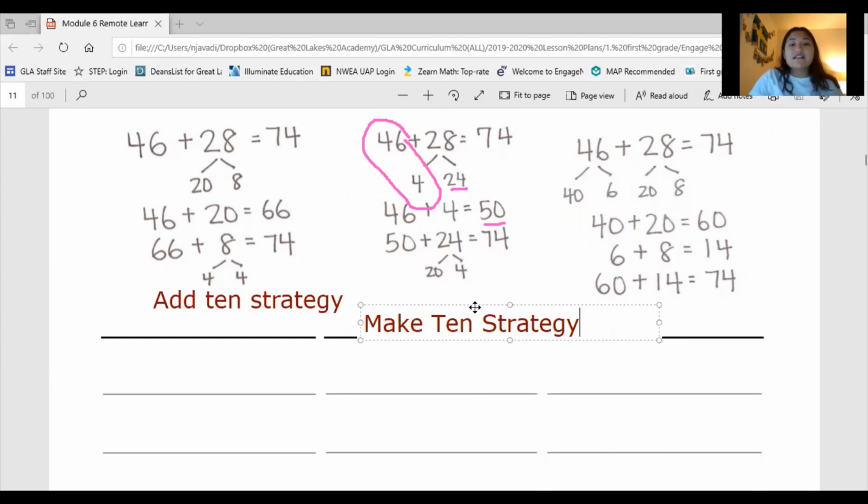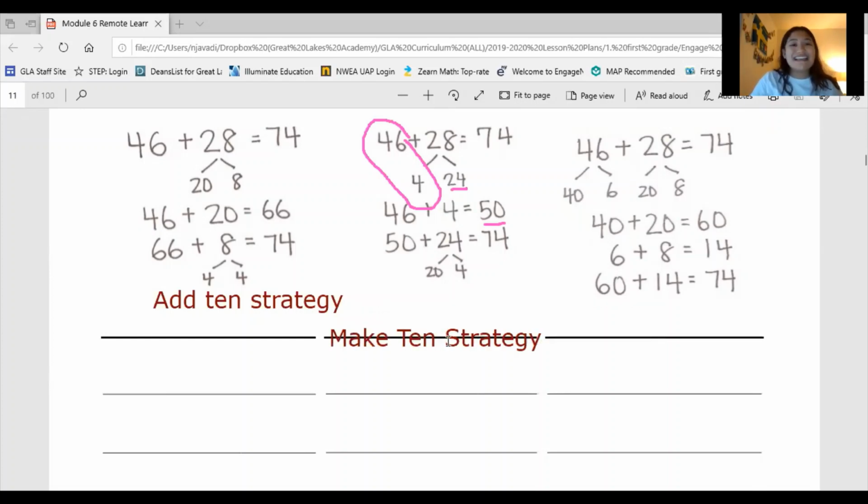Right now, scholars, you should be writing each problem that we're looking at on your page. So you should be writing down all of the steps that this scholar took and labeling it with the strategy. So for this one, pause and write all the steps that this scholar took and label it with the make 10 strategy. Nice job. Let's look at this last one right here.